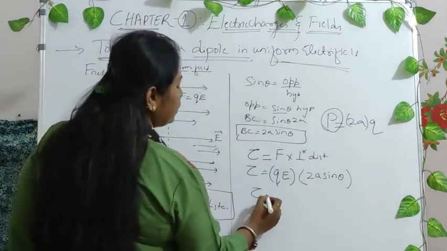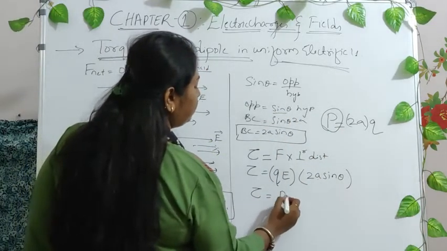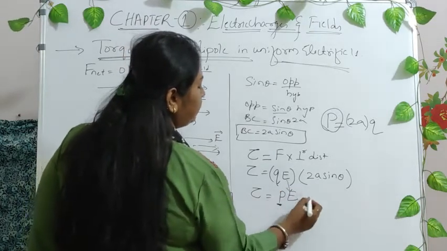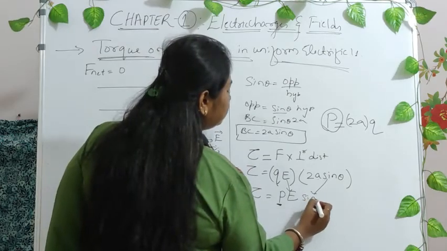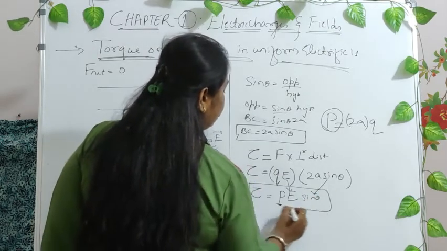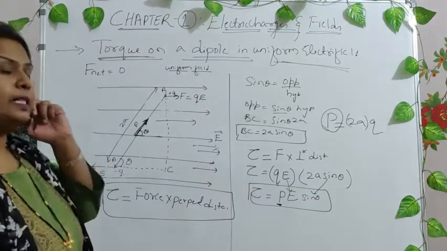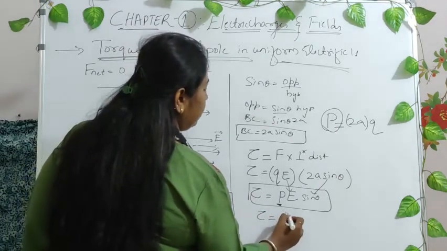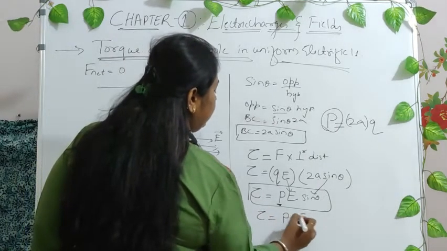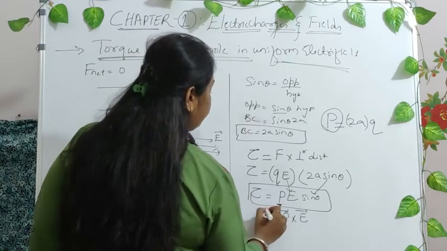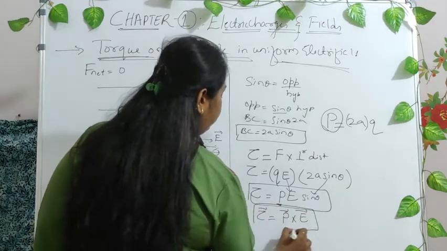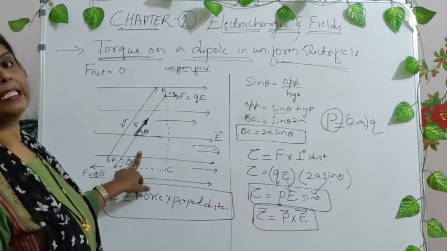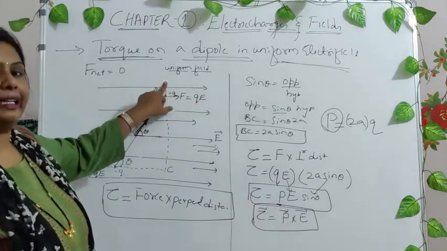So the final expression for the torque is P E sine theta, where P is the dipole moment, E is the electric field, and this is sine theta, right? And the vector representation of the torque can be written as P cross E. This is the vector representation of the torque that is acting on a dipole when it is kept in a uniform electric field.